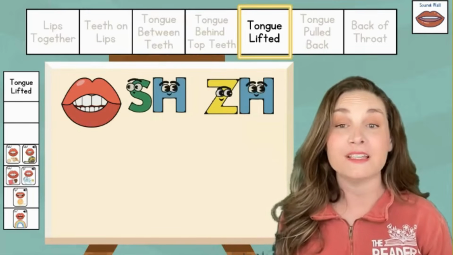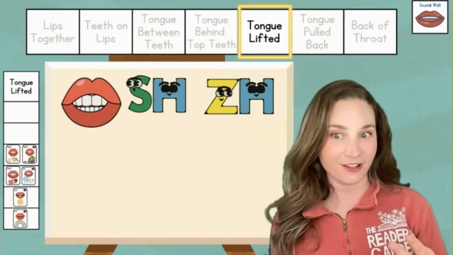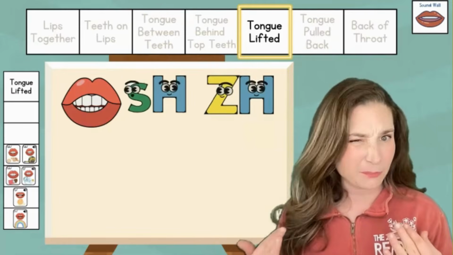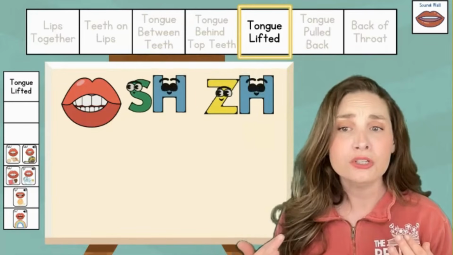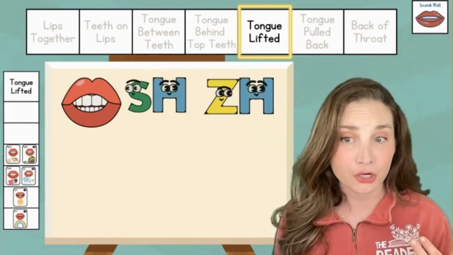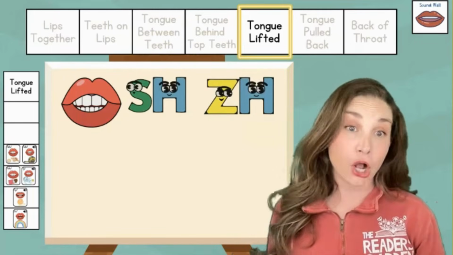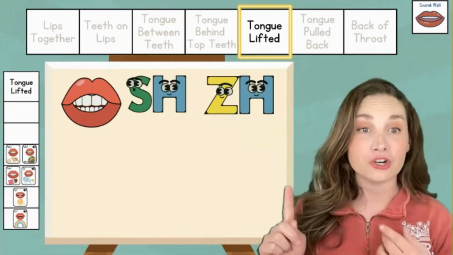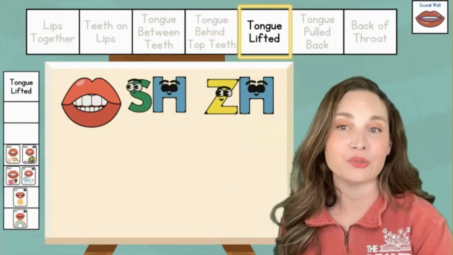So for example, when we say shh, like in shell, our tongue lifts to the roof of our mouth, but the air flows out slowly and pretty quietly. The zh sound, such as in the word measure, is similar, but our voice is on, giving it more of a buzzing sound. So shell, measure. Feel the difference in your throat when you say those words.